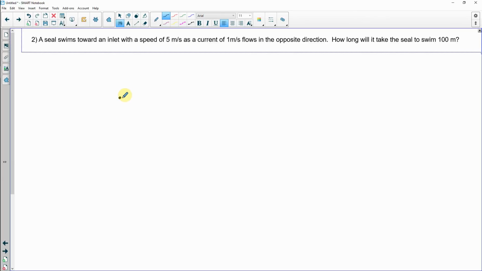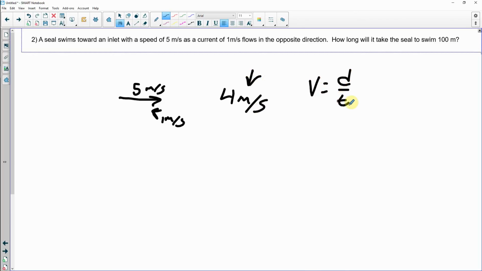So the seal goes that way, let's say 5 meters per second, and the current is going that way, let's say 1 meter per second. So the seal is actually going 4 meters per second. And we want to know how long it'll take the seal to swim 100 meters. Well, he's not going to be going any different speed than 4 meters per second, so we can actually use v equals d over t to figure that answer out.